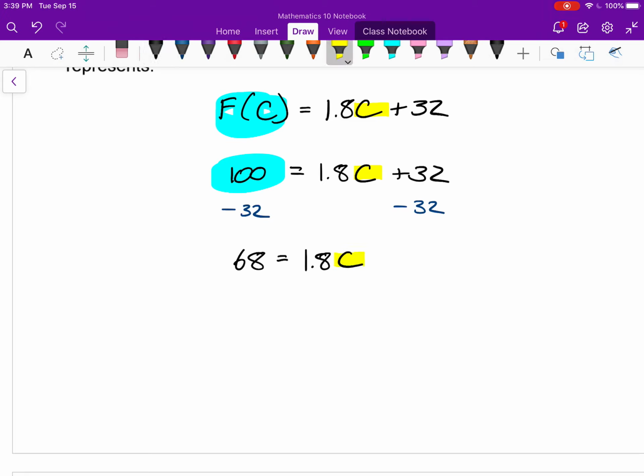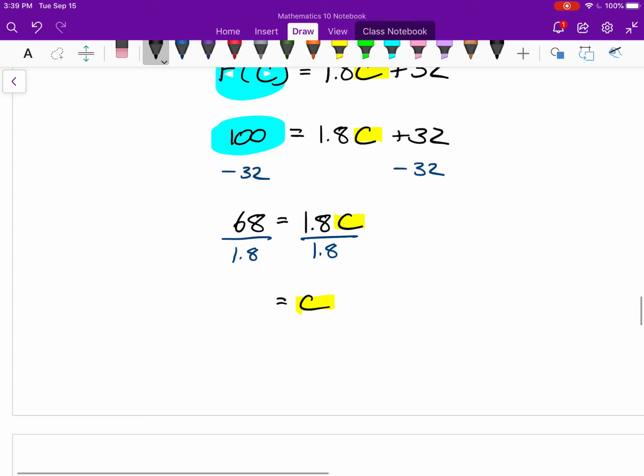And then the last step to go from here to here is I want to divide both sides by 1.8. Because again, I only want to cancel out the 1.8 in front of the c. I want to keep the c there. And so divide both sides by 1.8. What is 68 divided by 1.8? I don't know. Go to a calculator, and you get about 37.8. It's not exact, so I'll put a little dot over my equal sign.